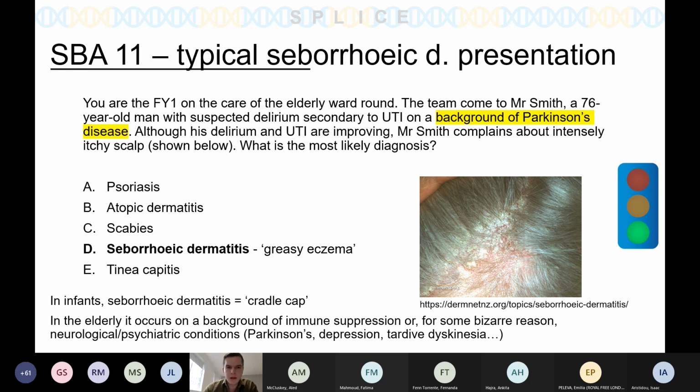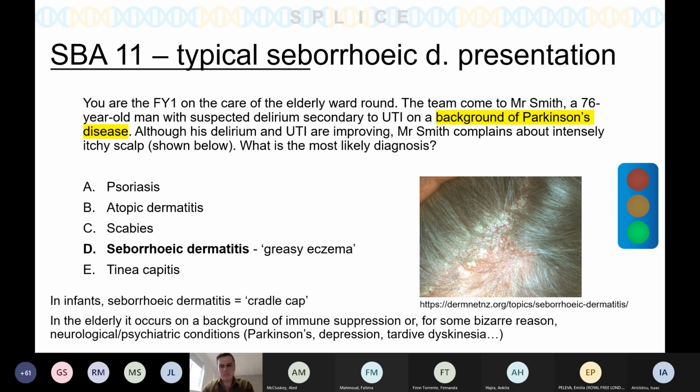And so seborrheic dermatitis, I think I've got a question on it afterwards, actually, is associated with a certain, no, I haven't. I'll teach you on the next slide. It's associated with overgrowth of Malassezia furfur, which is a fungus. So the immune suppressed, i.e. those with HIV, those with organ transplants, what have you, get it.